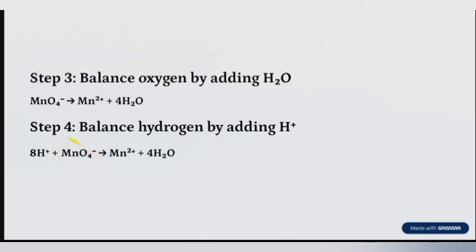MnO4 together, they have a charge of minus 1. They don't have any number behind them. So the answer for this place will be minus 1. So that's for this left-hand side. 8 minus 1 will give you 7 for the whole of this left-hand side. 7 will be the charge of this left-hand side.